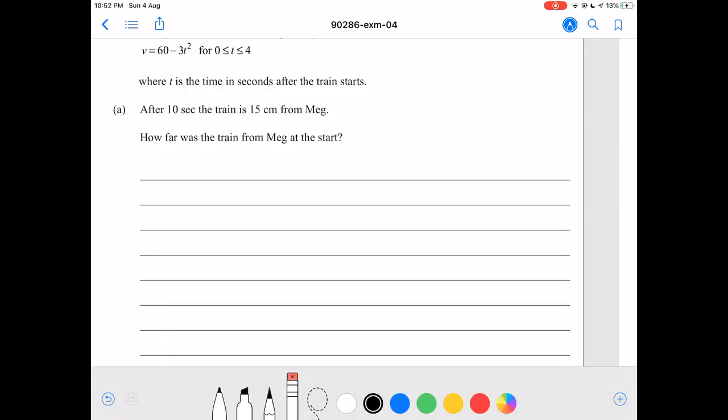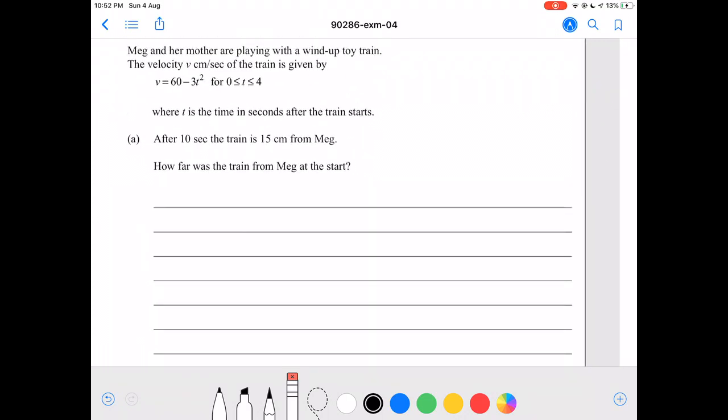Alright, so now we're going to be looking at some kinematics. I don't have time to cover everything, but I'm going to cover some three or four main questions, just basically getting the idea for kinematics.